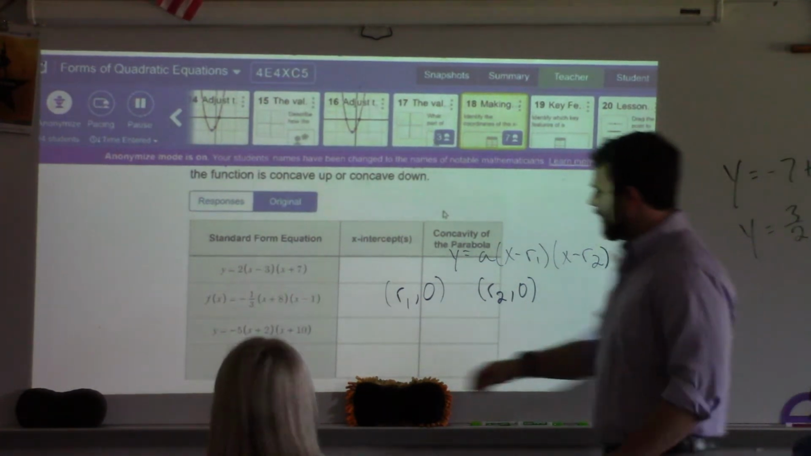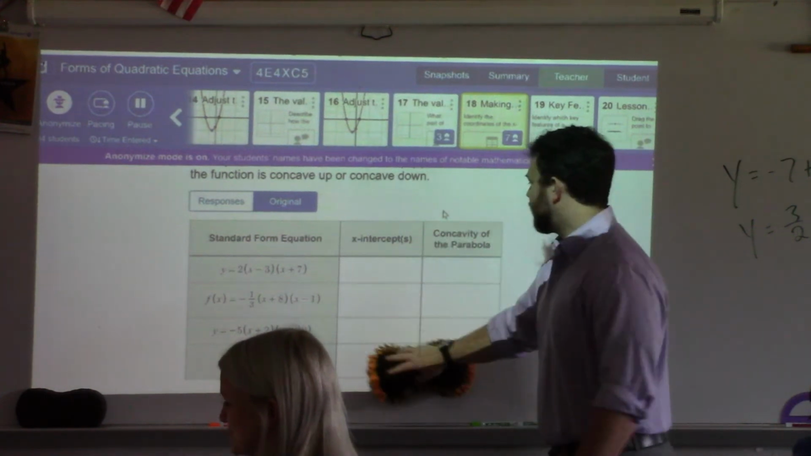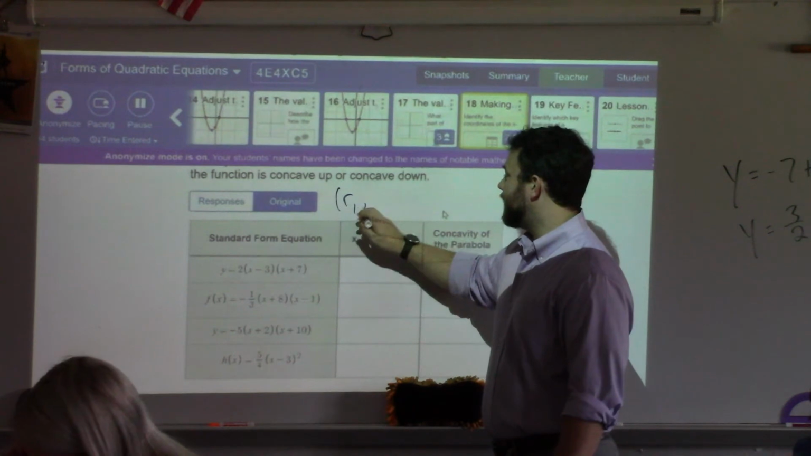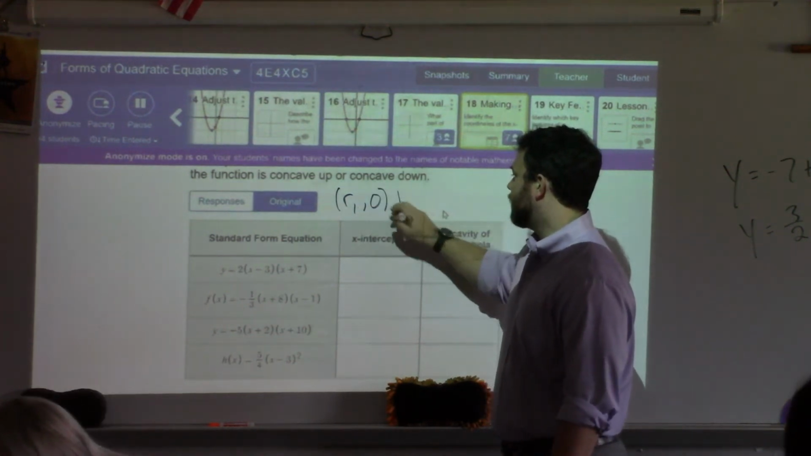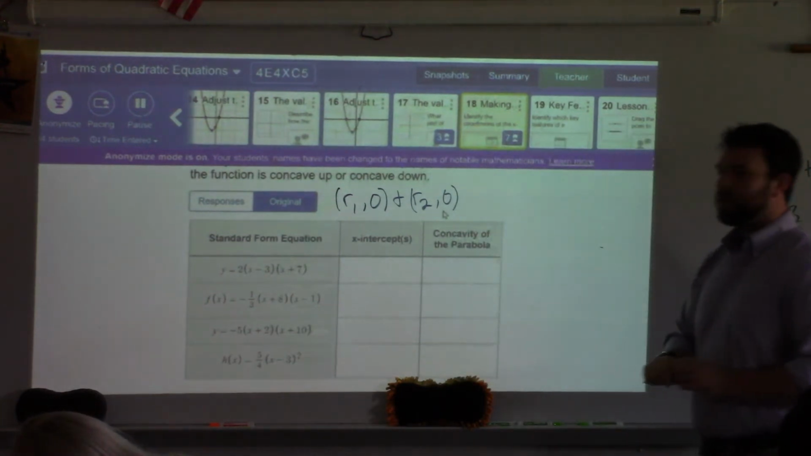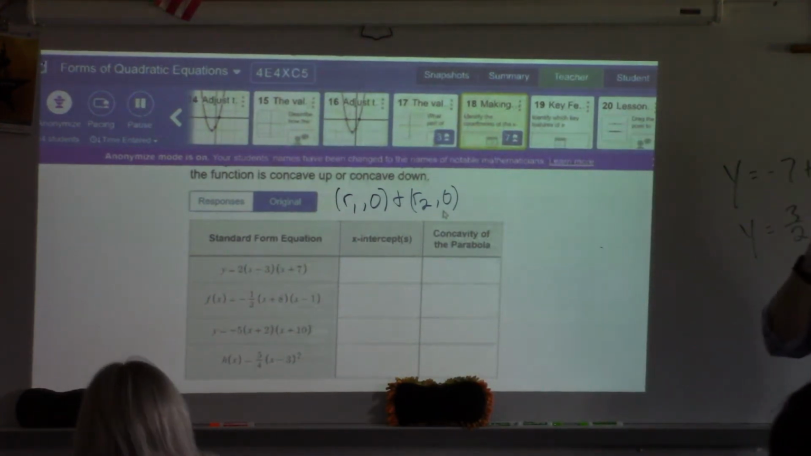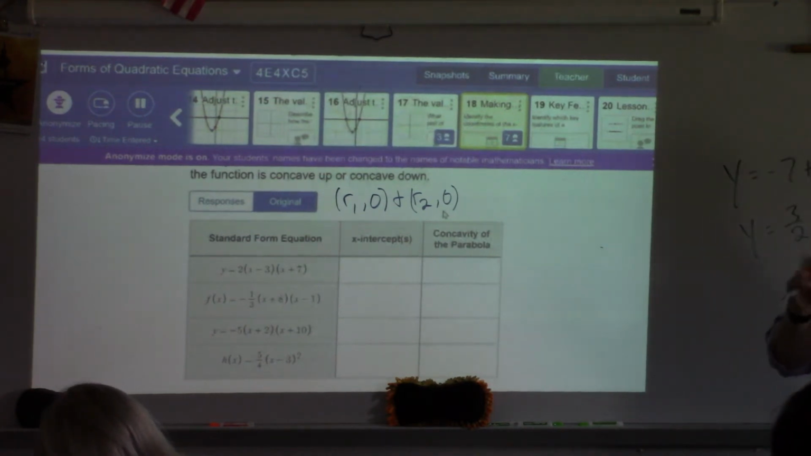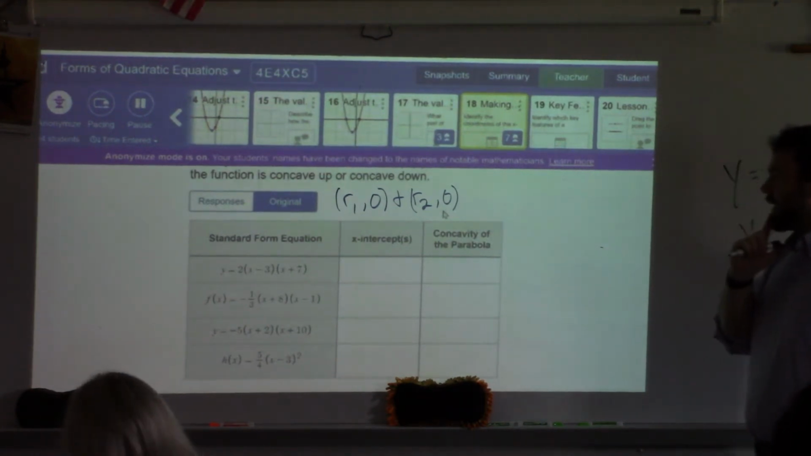First things first, I do want to point out, typically, how many x-intercepts do we need? 2. Okay, does anyone see one of these though where we didn't need 2 x-intercepts? The last one. And so we're actually going to talk about that a little bit because technically you do still have 2, but we'll talk about what that looks like.